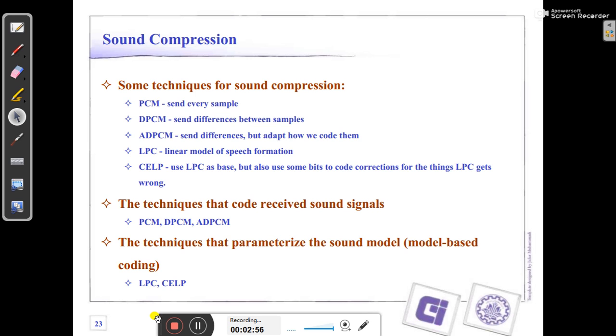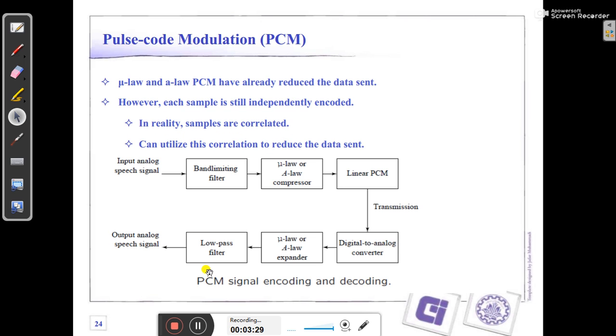First, the techniques that code received sound signals can be done using PCM, pulse code modulation, or DPCM or ADPCM. And there are another two, LPC or CELP. Both are parameterized sound models, which means model-based coding. In case of pulse code modulation, we apply mu law and A law.